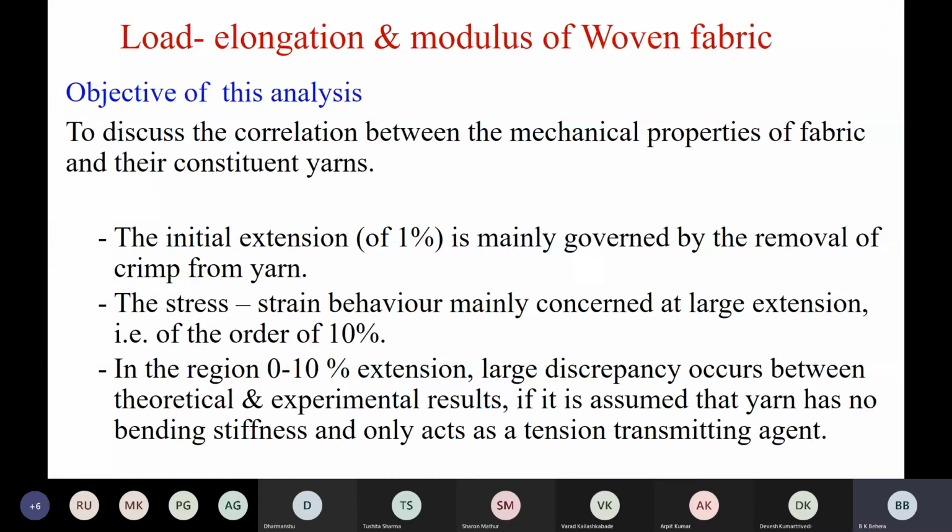Apart from the characteristics curve, what else? To discuss the correlation between the mechanical properties of fabric and their constituent yarns. This is purely what is written here, three statements based on actual experimental results, basically observations in a tensile test of a fabric. The first observation, initial extension, let's say order of 1%, is mainly governed by the removal of crimp from the yarn.